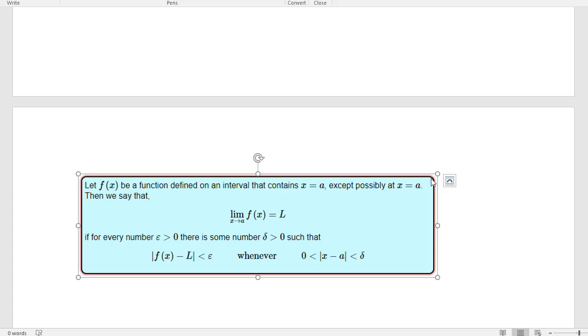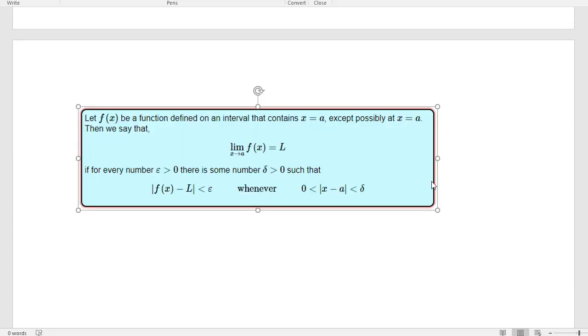So here would be the official definition. Let f be a function defined on an interval that contains x equals a, except possibly at x equals a. Again, we don't need the function to be defined at x equals a because we're getting close to a. So we can officially say that the limit of f of x equals some number L as x approaches a if for every possible epsilon there exists some delta such that we will be within the distance epsilon from the limit L as long as we can get within a distance delta from the value a.